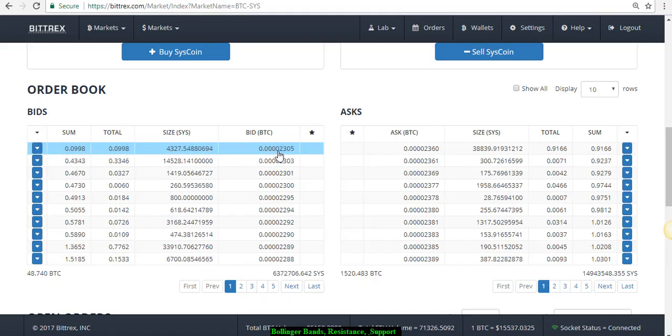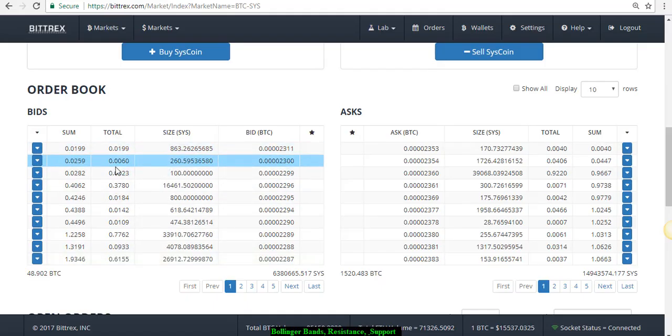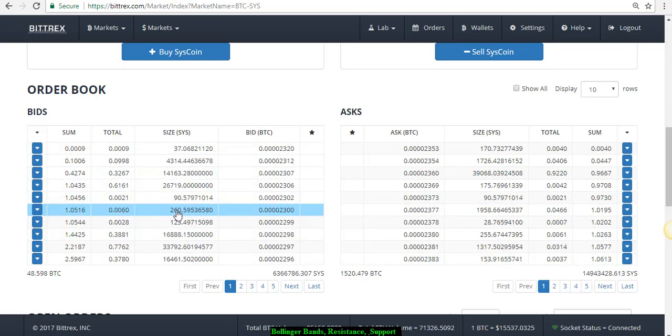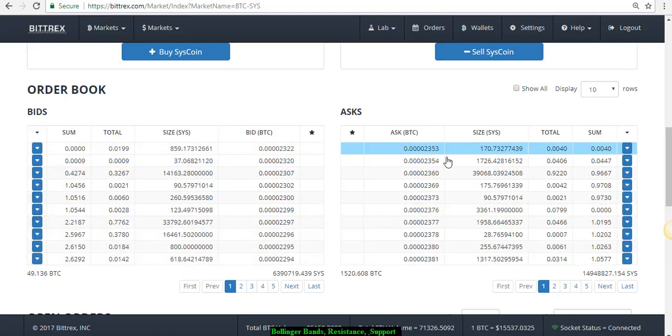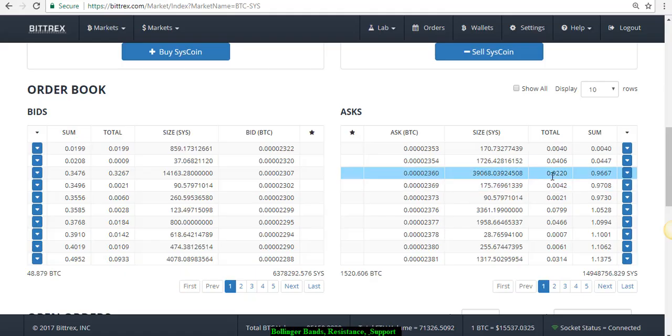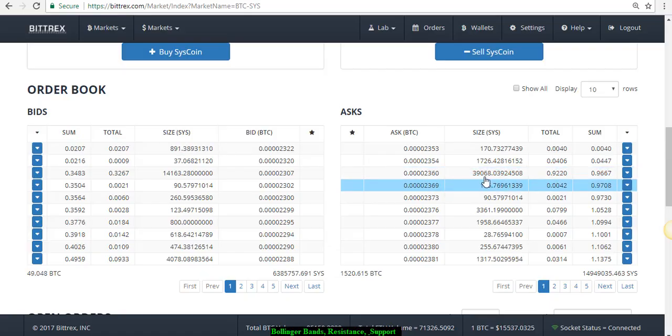Notice this. There are people wanting to buy at 2305 Satoshi. They want 864 coins there, 4,320 coins here. Total cost is going to be 0.019 Bitcoin. Somebody's going to spend 0.37 Bitcoin on 16,461. A little bit bigger of an order. Then we have the asks over here. Here's somebody that is going to sell almost an entire Bitcoin, which is totaling 39,068 Syscoin at 2,360 Satoshi.